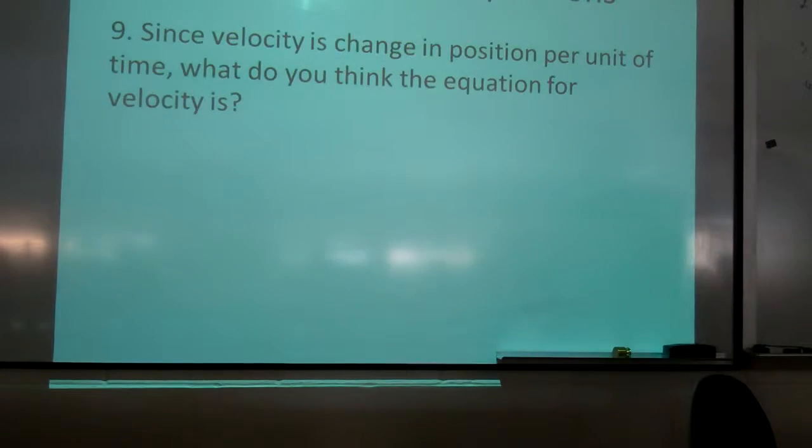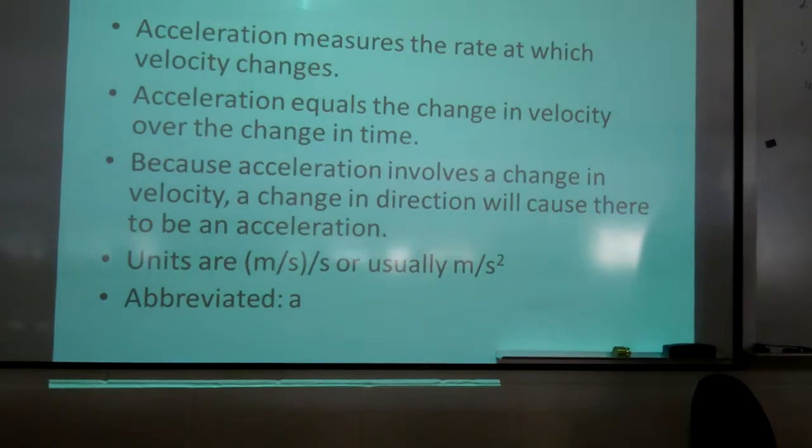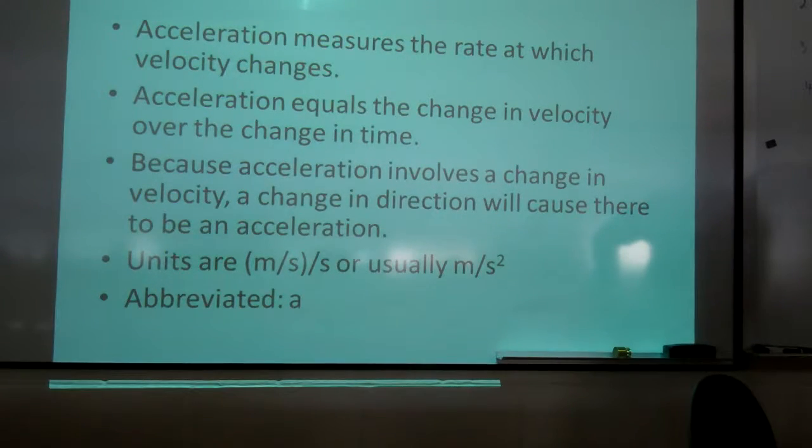Alright, we'll go through acceleration, then we'll be done for the day. Acceleration measures the rate at which velocity changes. And so acceleration equals the change in velocity over the change in time. So if you accelerate from 5 meters per second to 10 meters per second in 1 second, the change in velocity is 5 divided by the time, which is 1, so your acceleration would be 5 meters per second per second.